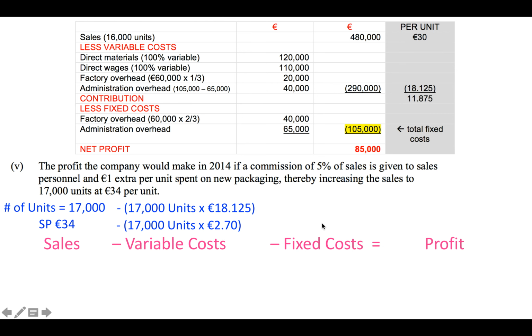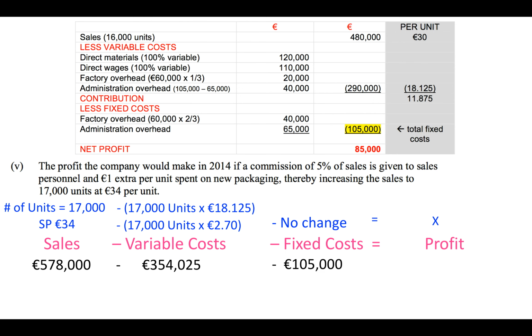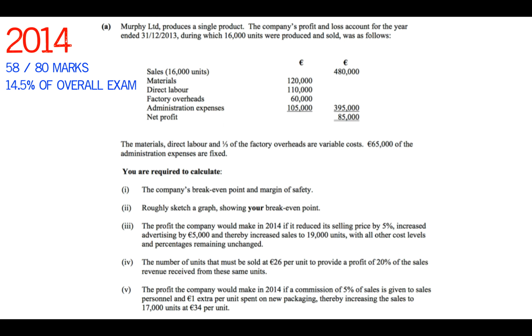So have our fixed costs changed? So there's been no change to our fixed costs. And then our profit is the X. The profit is what we are looking for here. So our sales is going to be €578,000 minus €354,025 variable costs minus €105,000 is equal to our profit. So our profit is going to be €118,975. Now, so that's that question done.